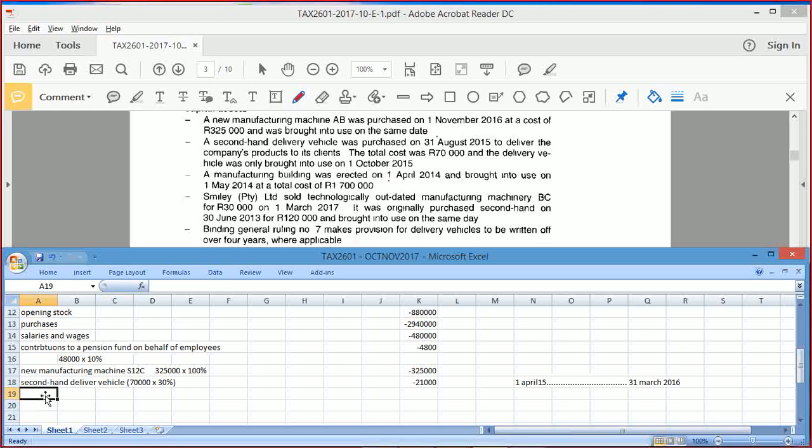Manufacturing building, then brackets. The total here was 1.7 million, yes. Times by 5% allowance. Do you agree? Yes, sir. Okay, perfect. Equals.